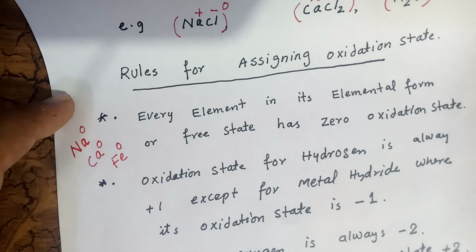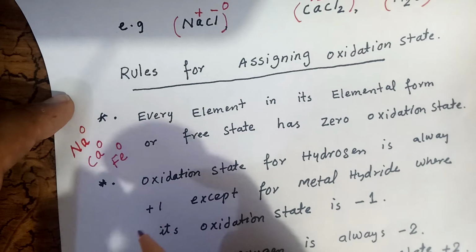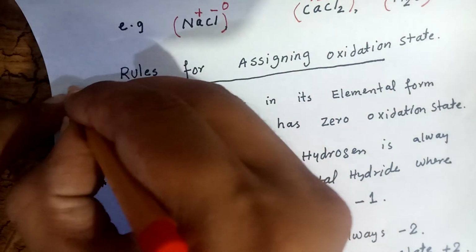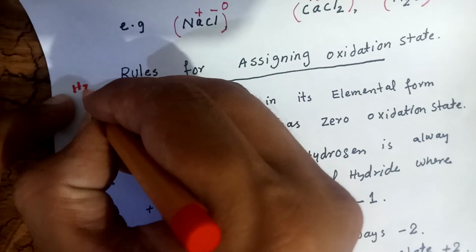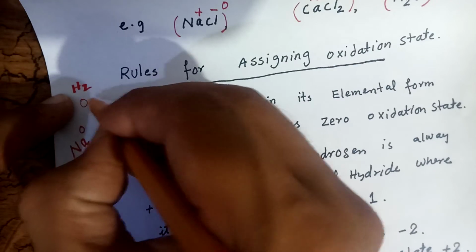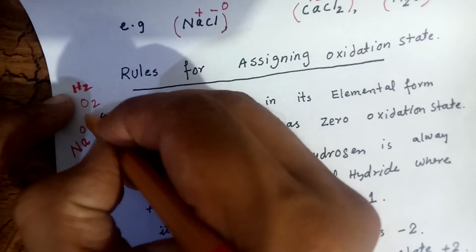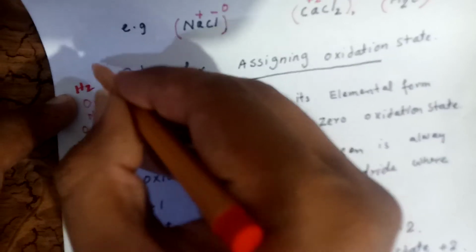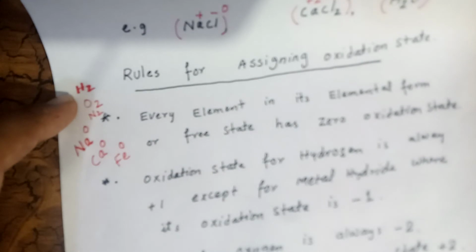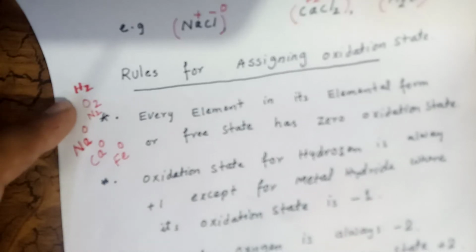Or we can say when we have molecules, for example H2, O2, N2, these are all present in a free state. So in a free state, these all have the oxidation state 0.